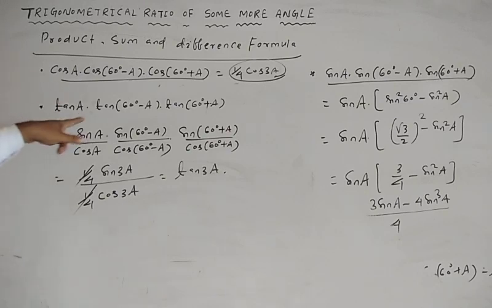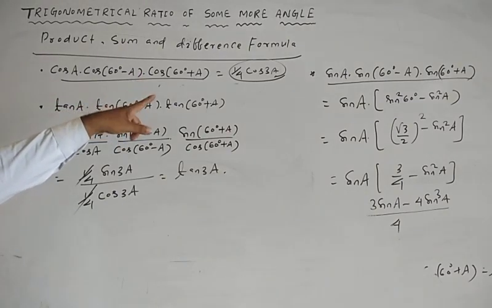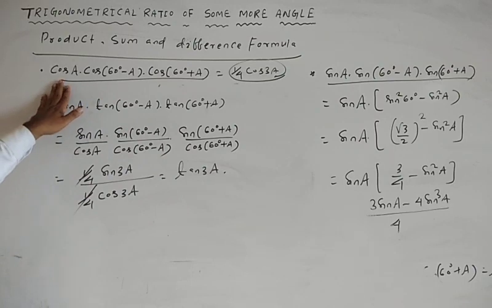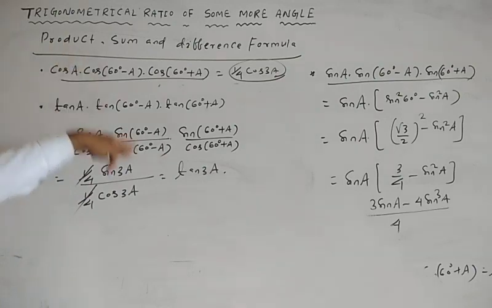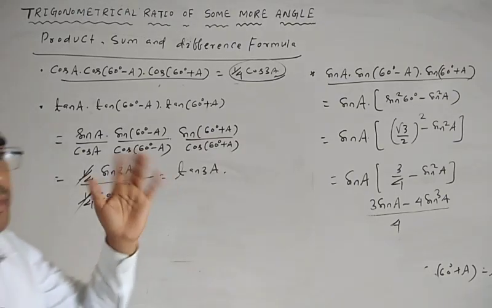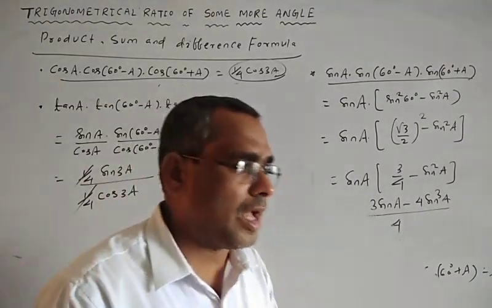and cos A into cos 60 degree minus A into cos 60 plus A equal to 1 by 4 cos 3A. Then sin A into sin 60 minus A into sin 60 plus A equal to 1 by 4 sin 3A. So these are all the important formulas. One is the CD formula, okay.